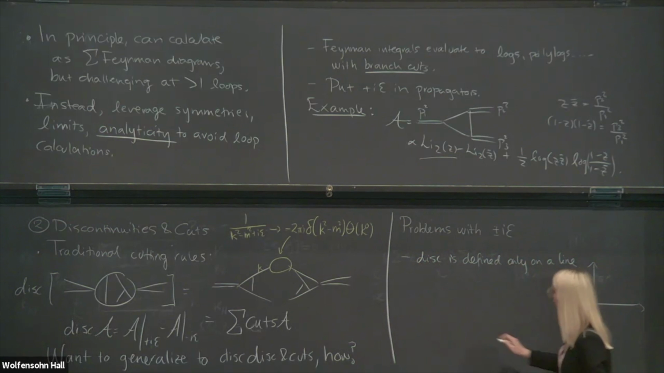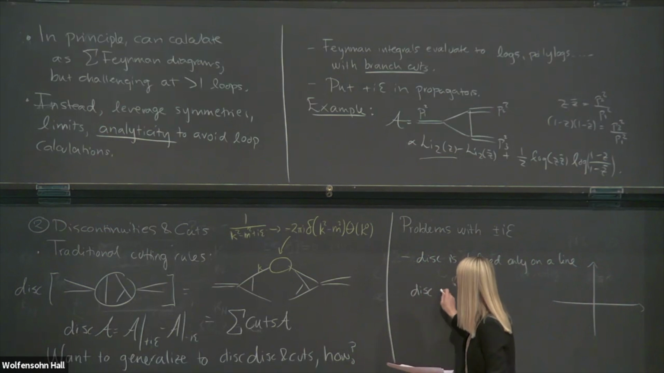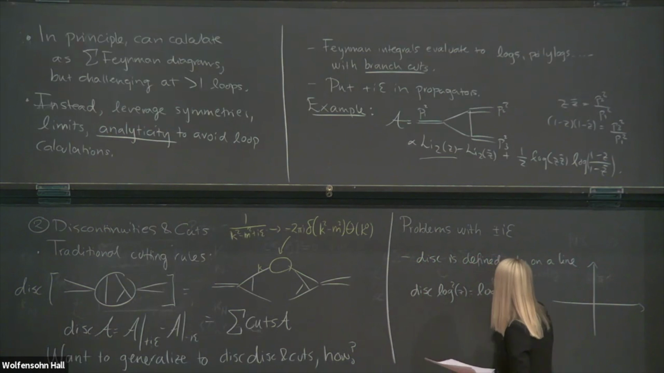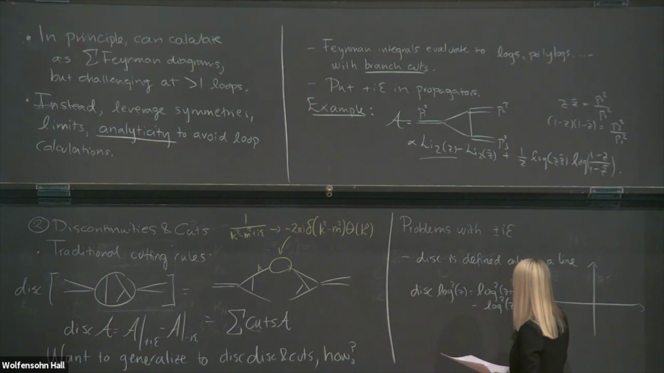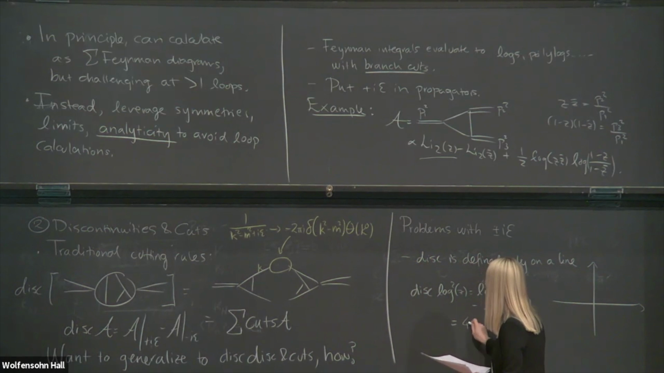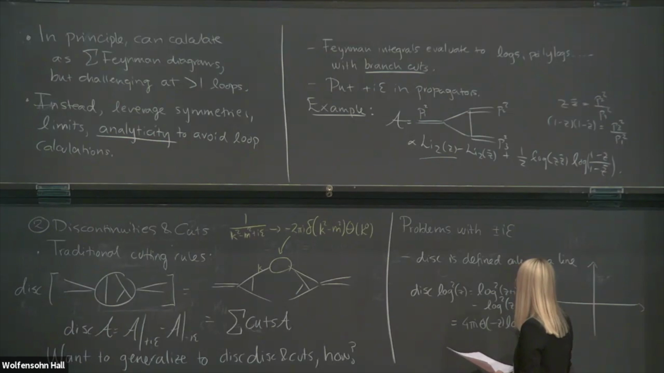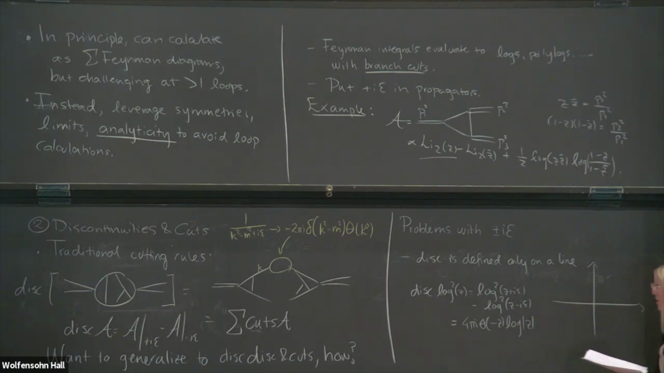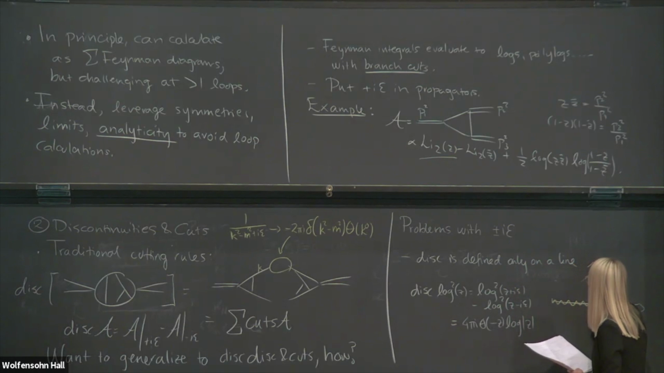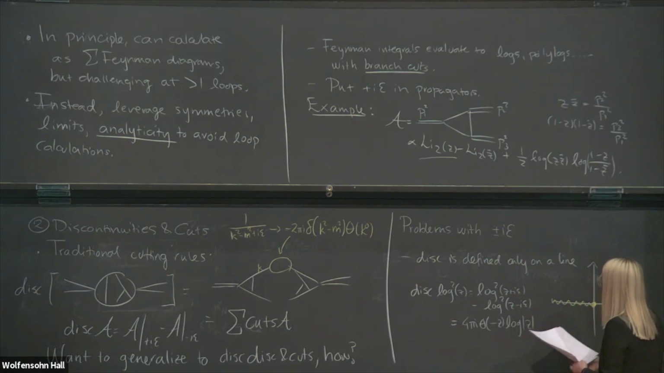So for example, if we take the discontinuity of log squared of z, and we compute it as log squared of z plus i epsilon minus log squared of z minus i epsilon, this is equal to 4 pi i times a theta function in minus z times a log of the absolute value of z. So this function is really only defined in this complex plane on the branch cut itself.